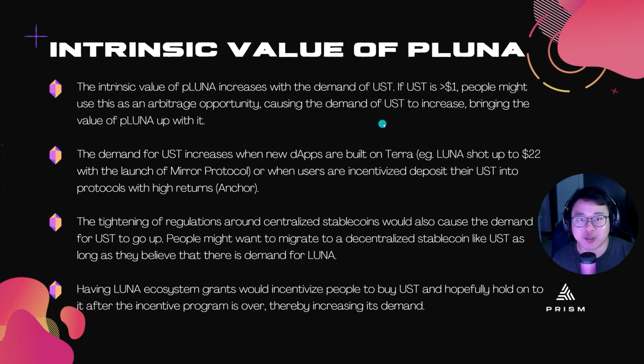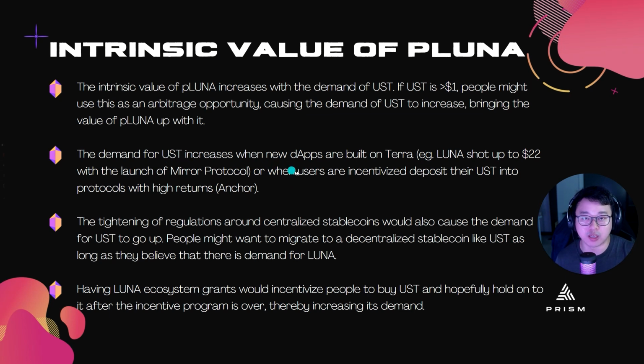So then the next question, of course, is why would UST go above $1? And that happens when there is more demand for UST to use the new dApps built on the Terra ecosystem. For instance, back when Mirror Protocol launched, I think Luna went all the way to $22 from like $1 or something, or even less than that, with the launch of this protocol that allows people to basically trade synthetic assets. And with the launch of Anchor, which followed soon after Mirror, it further gave people reasons to actually buy UST to deposit in the Anchor and earn 20% risk-free. So that was the catalyst for a huge demand for UST.